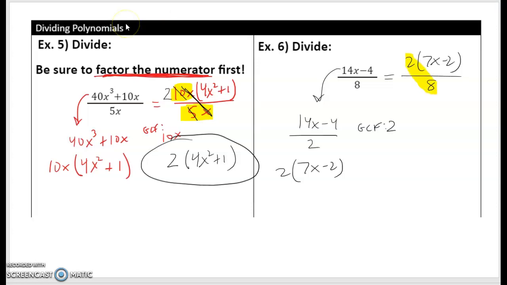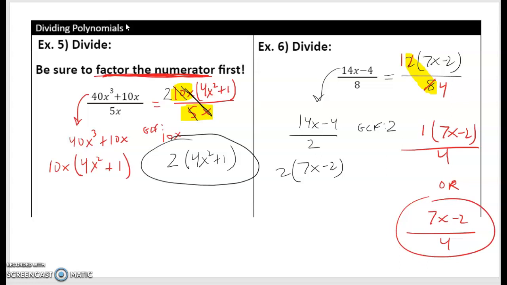Nothing in the parentheses. So the 2 reduces to a 1. The 8 reduces to the 4. 2 over 8 is 1/4. So 1 times 7x minus 2 all over the number 4. Or you do not need the 1 or the parentheses. 7x minus 2 on top, 4 on bottom. That's a cleaner, better answer.